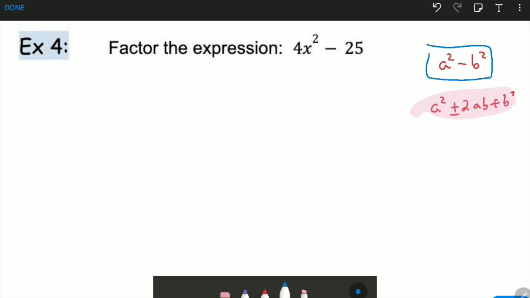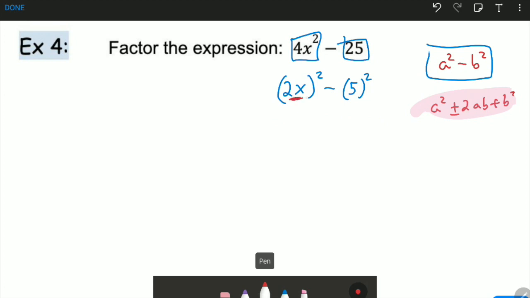I know it's the a squared minus b squared pattern, because if you look at it, both terms here are perfect squares. 4 is a perfect square. We square 2 to get 4, and so is x squared. They're both perfect squares. And in the second term, 25 is a perfect square. 25 is 5 squared. So you can see that it matches, if I rewrite it like this, it matches the a squared minus b squared kind of notion.